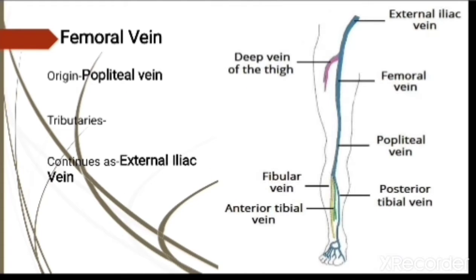Then come to the second structure contained in the femoral triangle, that is your femoral vein. So femoral vein originates in the form of popliteal vein, and the tributaries are all the branches corresponding to the branches of femoral artery. These are the tributaries of the femoral vein, and then it continues in the form of external iliac vein.